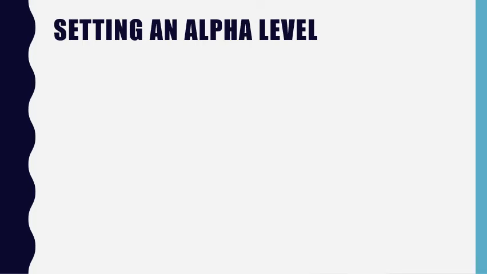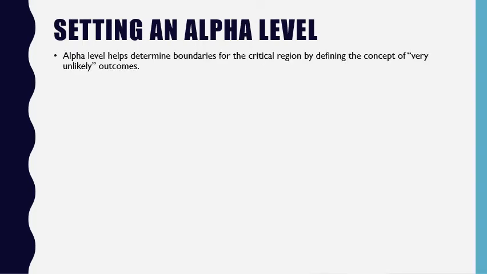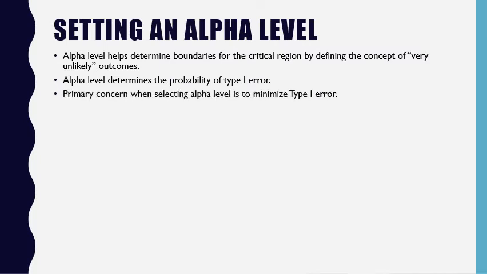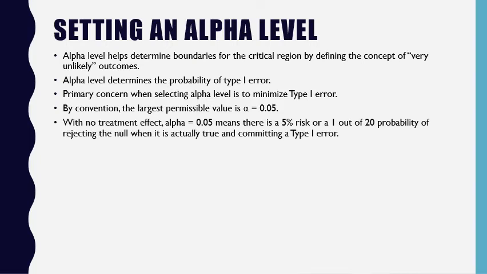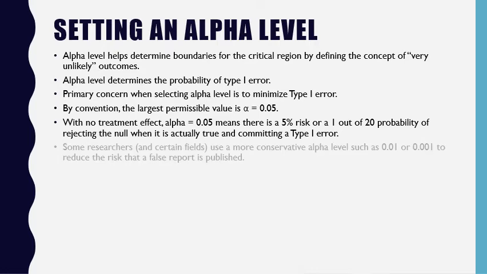Let's talk about selecting an alpha level. An alpha level helps determine boundaries for the critical region by defining the concept of very unlikely or extreme outcomes. An alpha level determines the probability of type 1 error. The primary concern when selecting the alpha level is to minimize type 1 error. By convention, the largest permissible value is alpha equal 0.05. With no treatment effect, alpha of 0.05 means that there's a 5% risk, or a 1 out of 20 probability, of rejecting the null when it's actually true and committing a type 1 error.